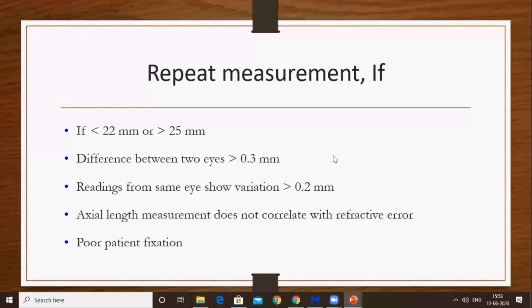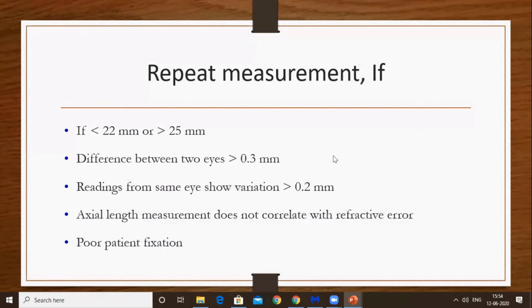whether the values are the same. And also in the same eye, if you are taking a reading in the right eye and the first time it gives 23 and the second time it gives 23.2, you want to repeat the measurement once again and verify whether the readings are accurate or not. As I already told, axial length plays a major role in refractive error. So if the axial length is very low, less than 22, or greater than 25, you want to repeat the values.